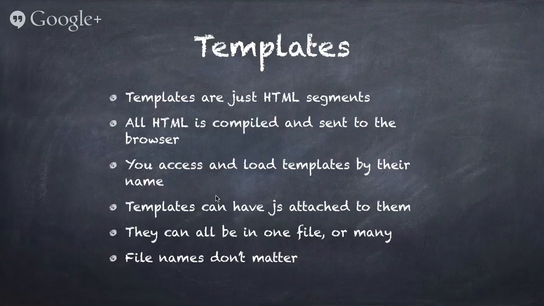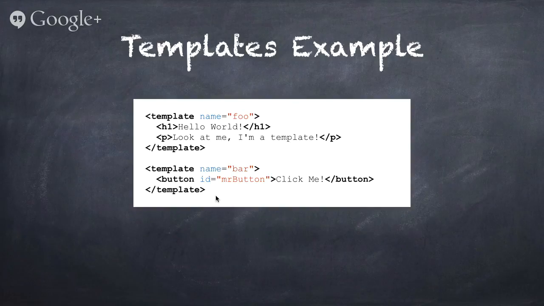All your HTML can be in one file or many files. Meteor doesn't care about file names. It doesn't care about directories except for a few exceptions. So you can structure your Meteor project any way you want. You could literally write the whole thing in one file if you really wanted to. Okay, next slide. Oh, there's your example.